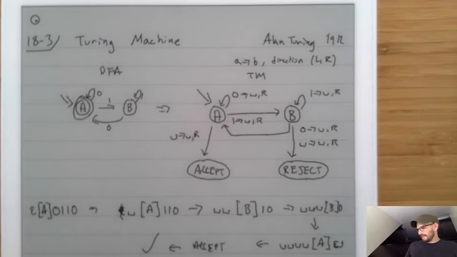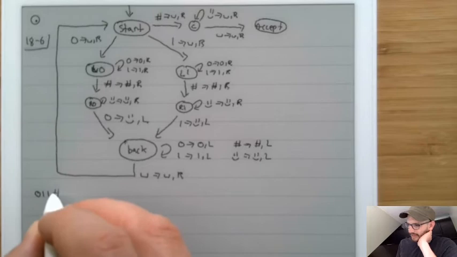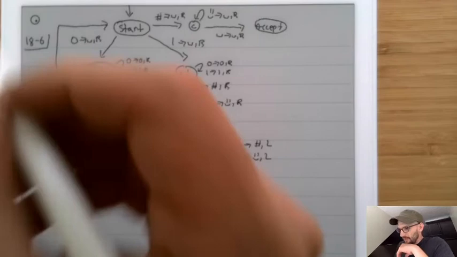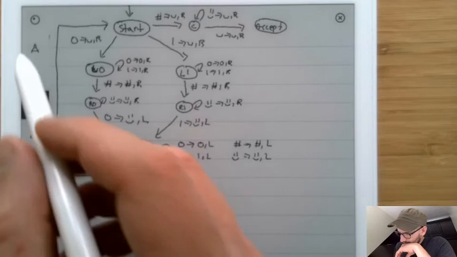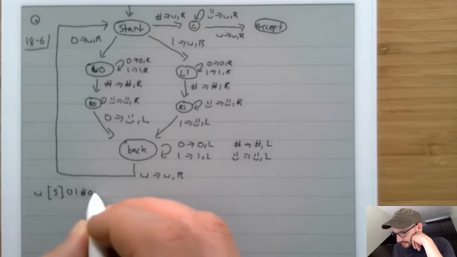Okay? So to run this example machine, let's run it on the input 0, 1, 1, hash, 0, 1, 1. Okay, I'm slightly worried that this will be too long. Yeah, let's actually do a simpler, a shorter one. Okay, so we're going to start off where there's going to be a blank to our left. We're going to be in the start state, and we'll have 0, 1, hash, 0, 1.